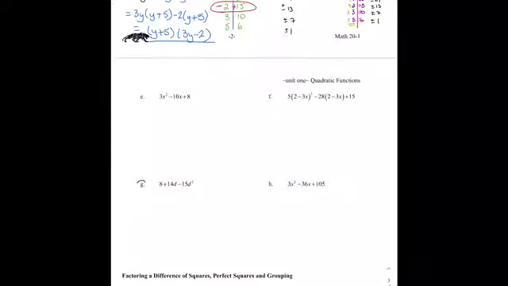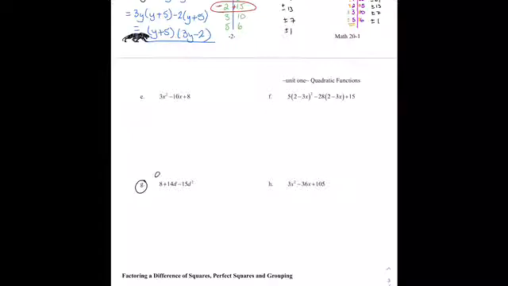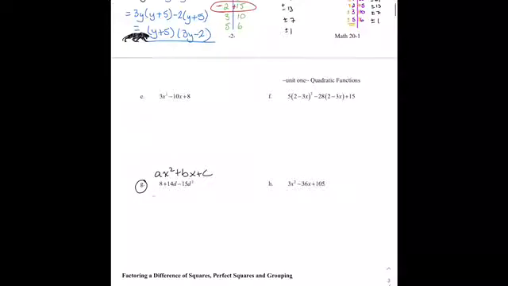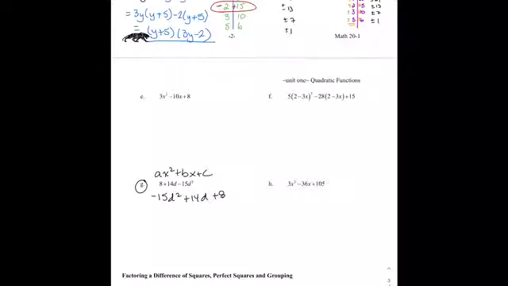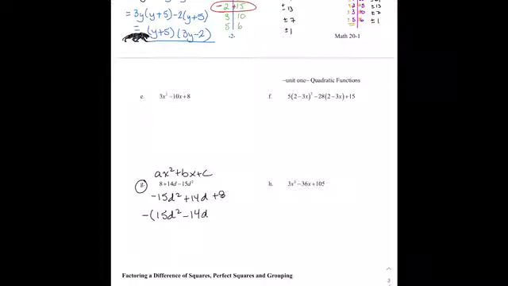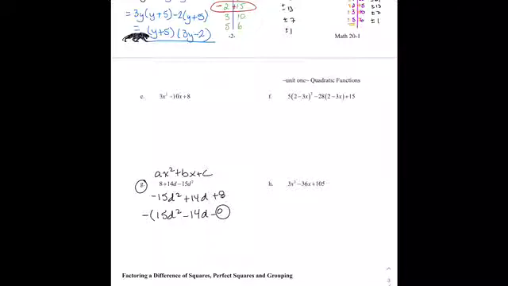This one here, if I were assigning you g, because this is kind of a wonky order, I would rewrite this in the ax squared plus bx plus c order. So that would give me a negative 15d squared plus 14d plus 8. And just to make things easier, I don't like this negative here, so I would factor out the negative. And then I would factor 15d squared minus 14d minus 8.